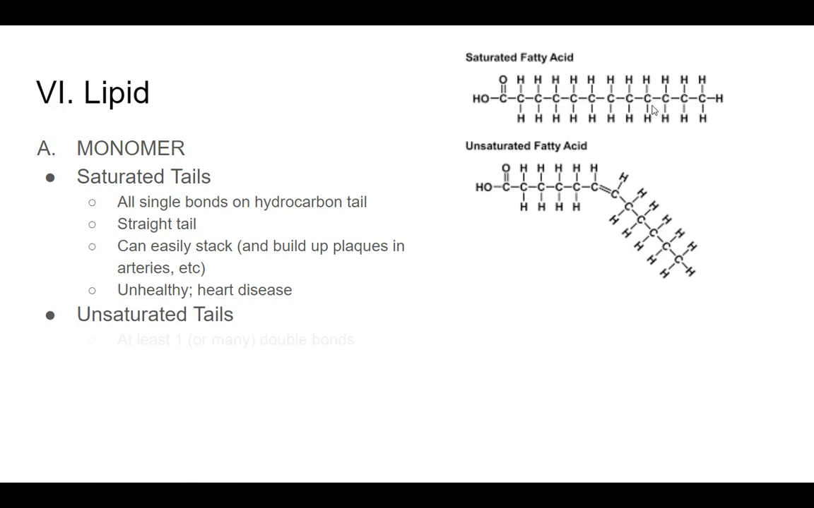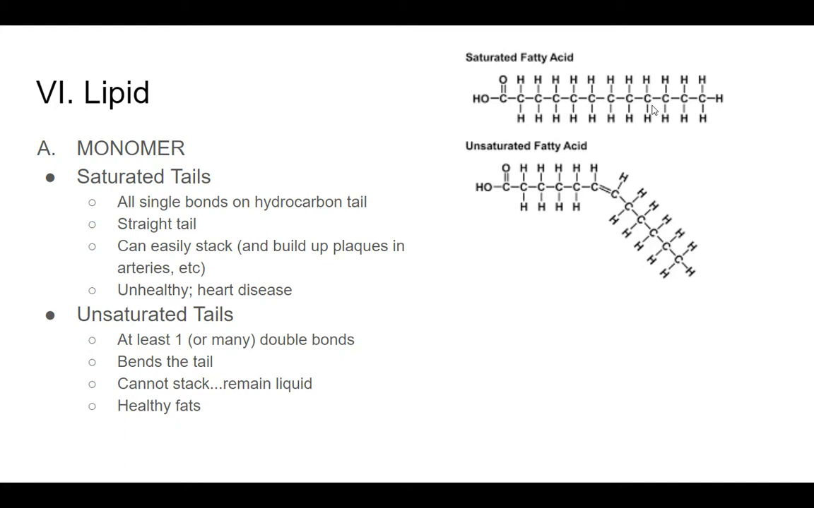The unsaturated tails, you'll notice, have at least one, sometimes many, double bonds. And the double bond actually bends the tail. So now the tail isn't straight, which means it cannot stack up on another straight tail. And so these unsaturated tails do not clog arteries. They remain liquid. They're liquid at room temperature, and they're liquid as they flow through our arteries. And so they are considered our healthy fats. Think of olive oil, avocado oil, coconut oil, and you will think of healthy unsaturated fats.